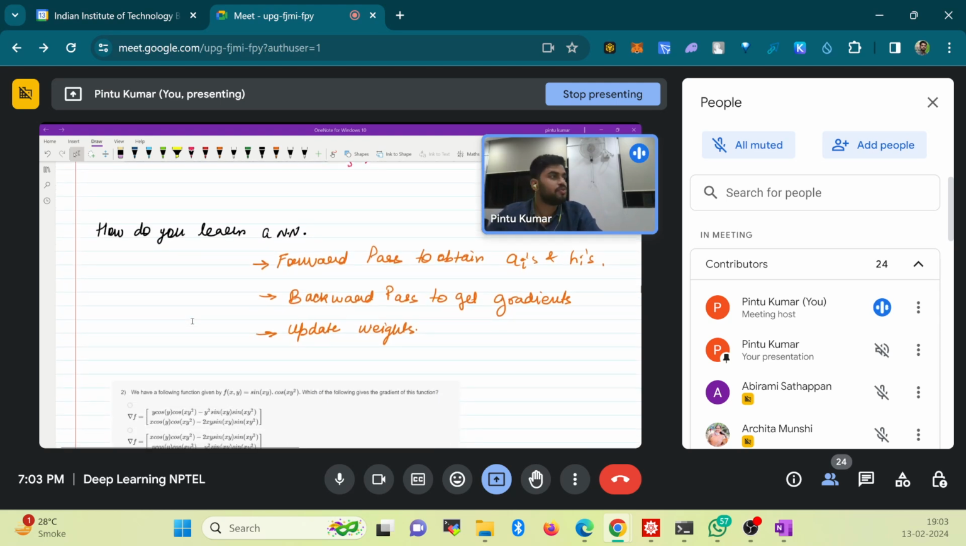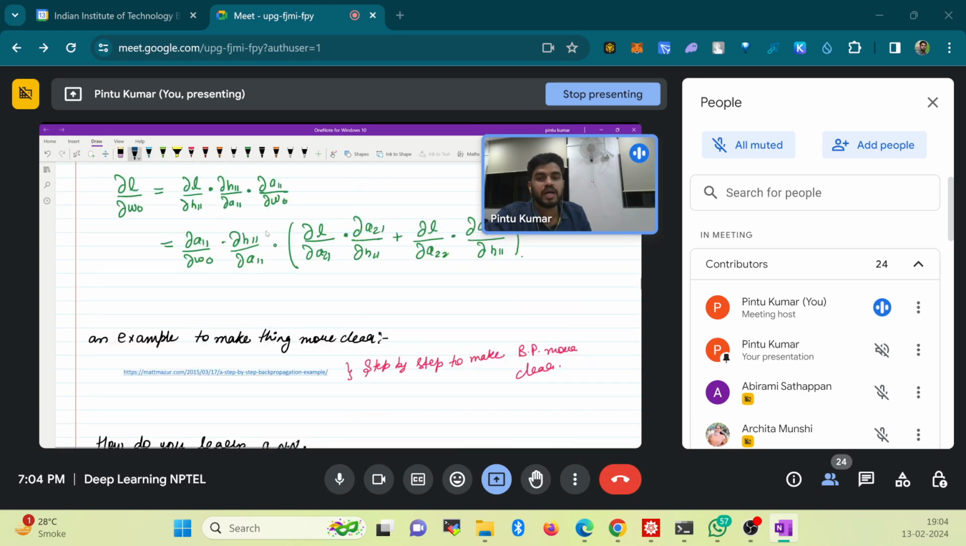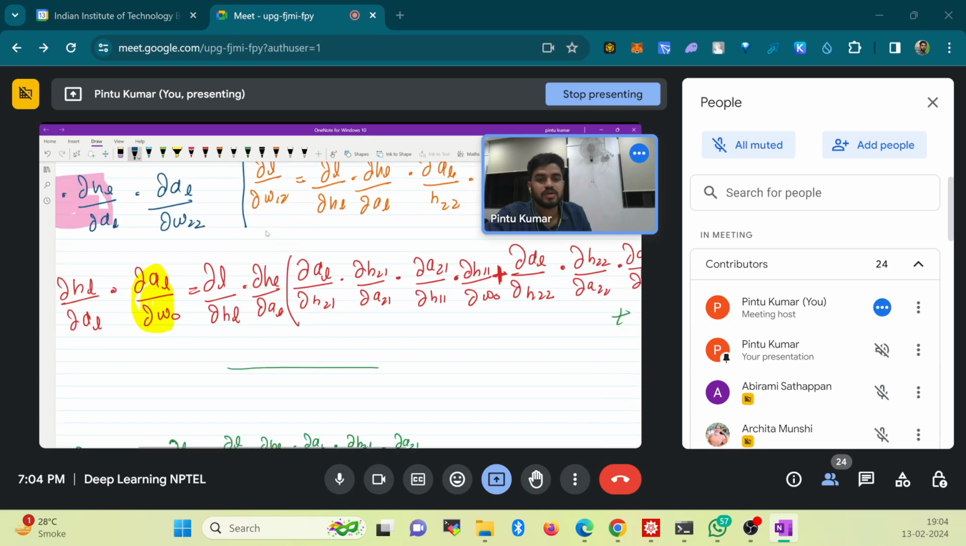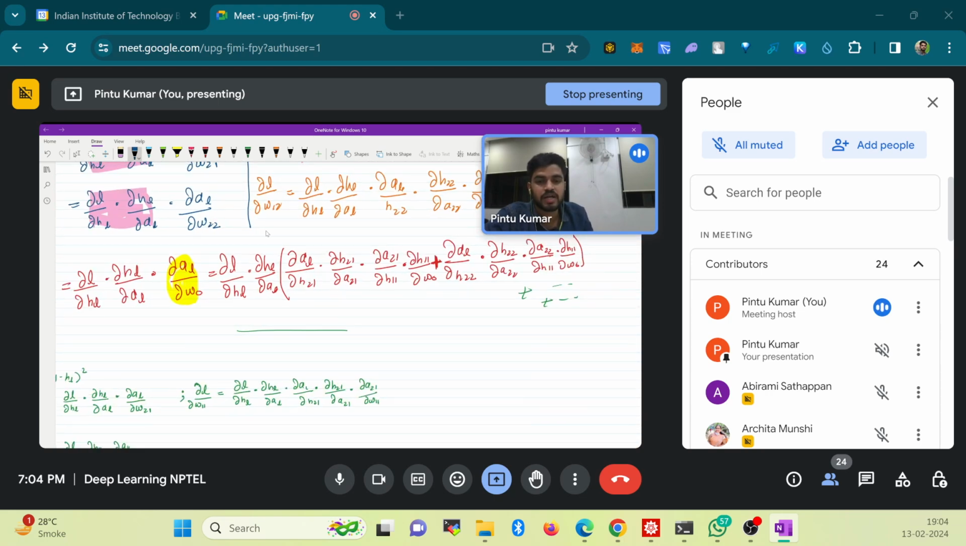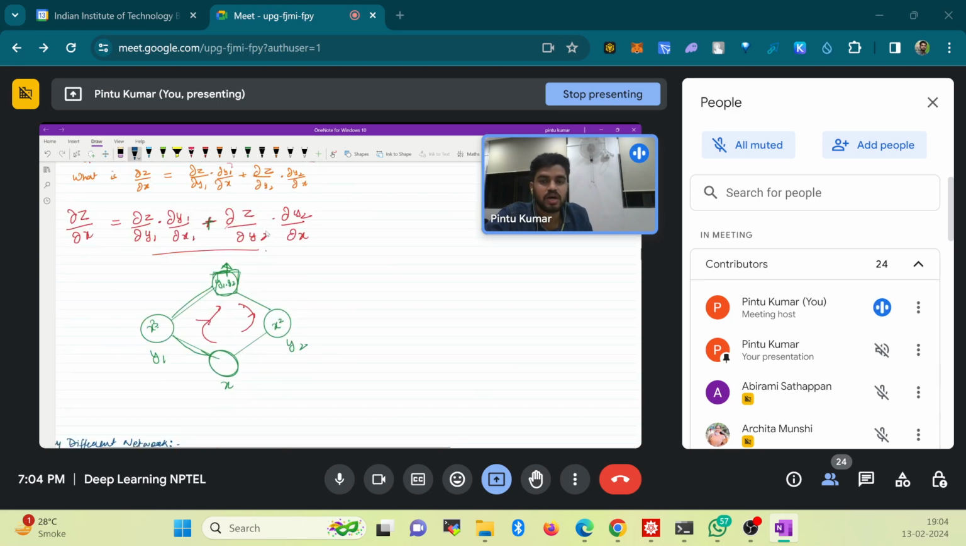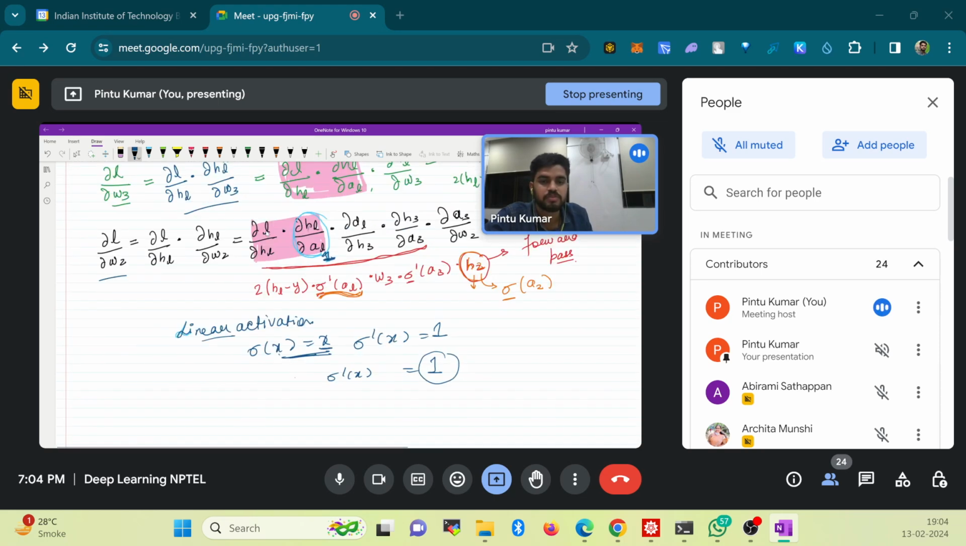Now, just a recap. The question is, how do we learn a neural network? As I mentioned during our discussion also, the first thing that you should do is a forward pass. Because if you look at these derivatives, many of them, for example this one, would boil down to some a.